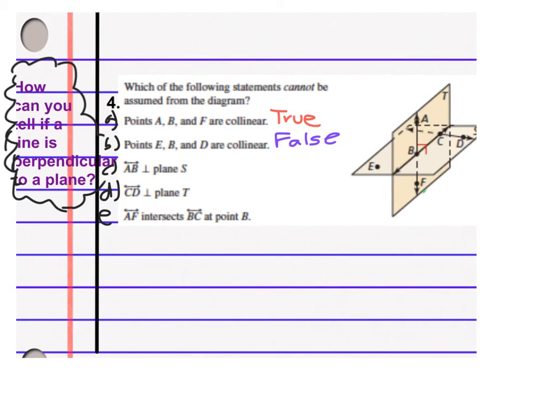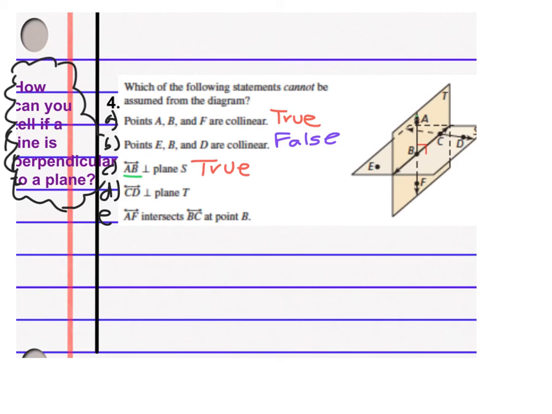Okay. Part C, line AB. So here's AB. Is perpendicular to plane S. And let's see, plane S is here. And yes, that is true because there is that little perpendicular right angle mark. So true, yes. We have to have that symbol to assume that it's perpendicular.